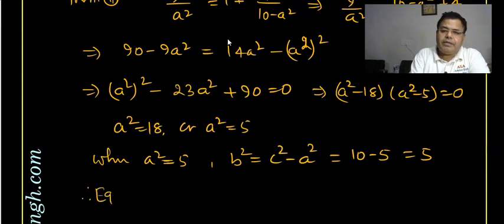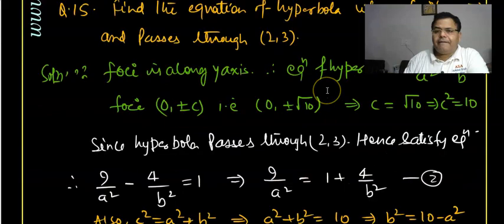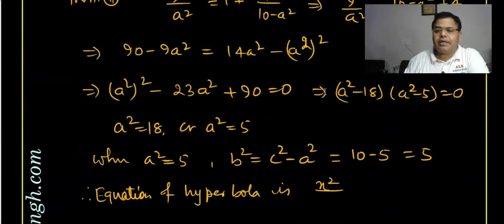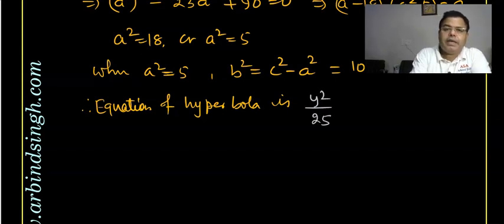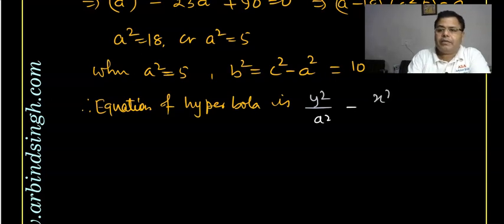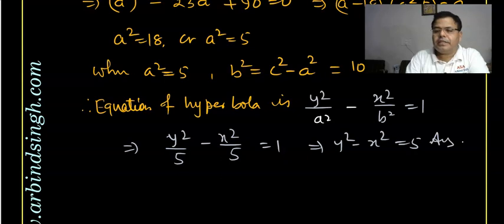And then the equation of hyperbola is y square by a square minus x square by b square is equal to 1, that is y square by 5 minus x square by 5 is equal to 1. So y square minus x square is equal to 5. This is the answer. This is called an equilateral hyperbola.